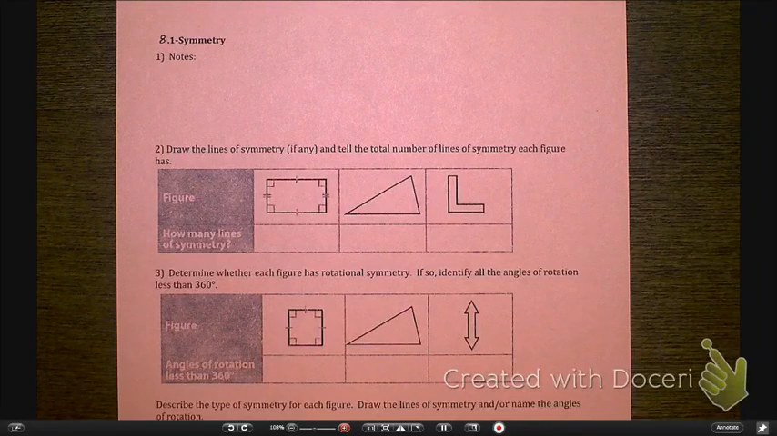We're going to be learning about symmetry. We're also going to be learning about some transformations, but we're going to be starting with symmetry, okay? You guys have probably heard that word before. What do you think of when you hear the word symmetry?